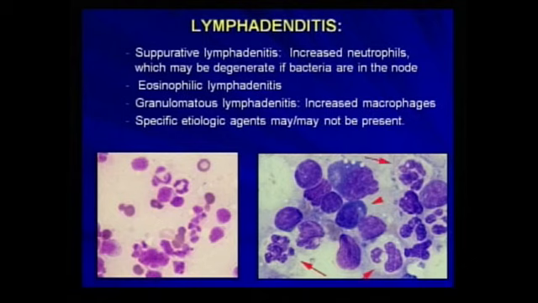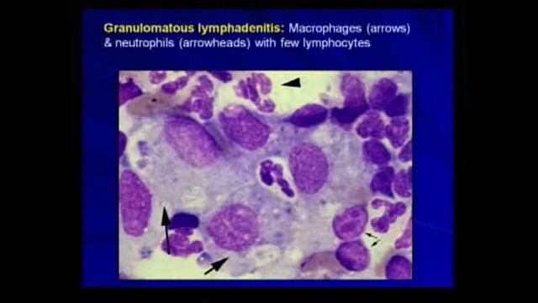But a lot of times they're not present. Here's a case of granulomatous lymphadenitis. Notice how some of these cells resemble lymphoblasts: a dense chromatin pattern and abundant cytoplasm.